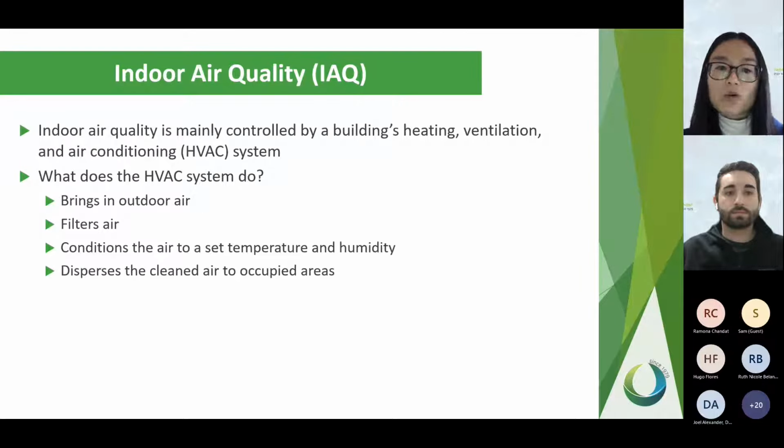So indoor air quality is mainly controlled by the building's HVAC system. And so just in short, the HVAC system is responsible for bringing in outdoor air, filtering it, heating it, and conditioning it to the right temperature and relative humidity, then dispersing the air throughout the occupied space.